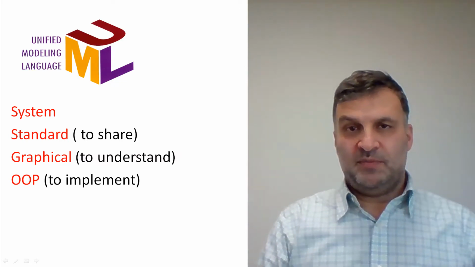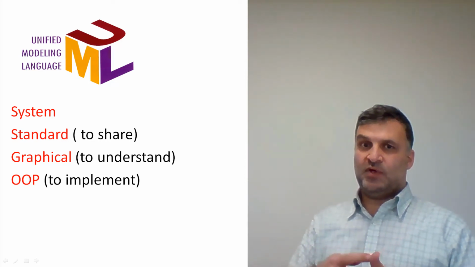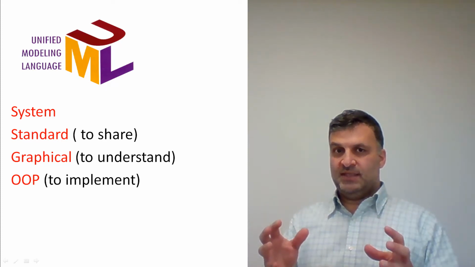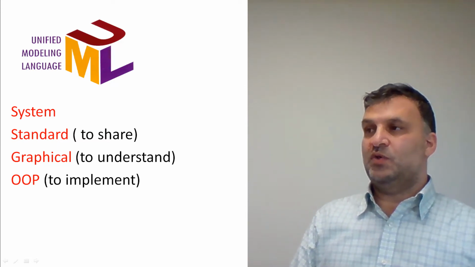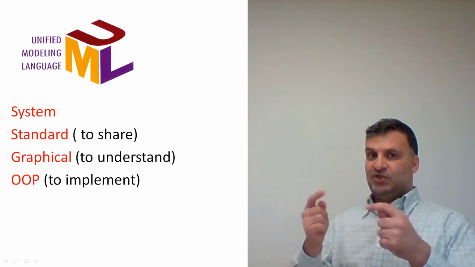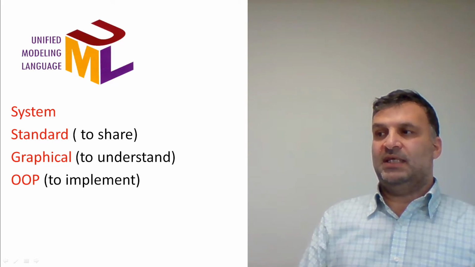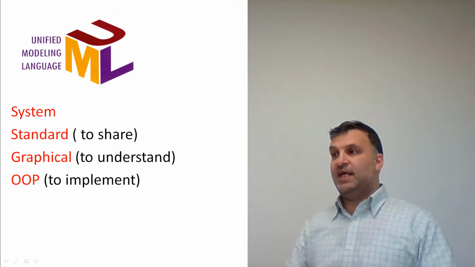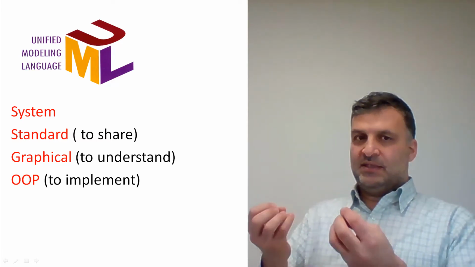As we specified before, there are many benefits of UML. It is system-oriented, so we can understand all the components in the system and the relationship between these components. It is standard, so everyone in the domain can understand it and can share it. It is graphical, so it is easy to understand. It is object-oriented, so we can find a lot of languages that can implement our design.